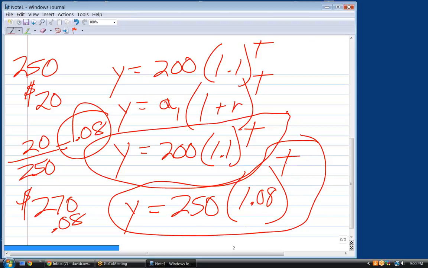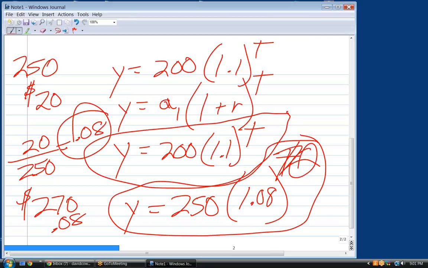I mean, it's easy enough to substitute a number for t. If I want to know how much money I have after 2 years, I put 2 there. And then I put this into my calculator, 1.08 squared times 250. That's how much you'd have at the end of 2 years. I want to know how much I'd have at the end of 10 years. I stick a 10 there. And I take 1.08 and take it to the 10th power and then multiply that by 250.